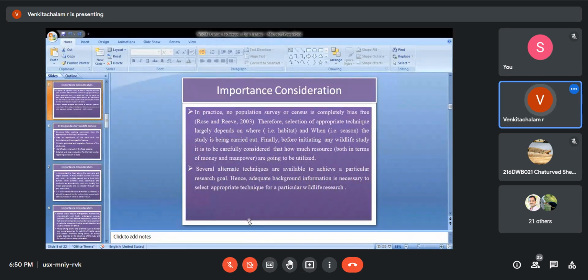And also, whenever we are visiting a particular area in the field, we have to do some sort of questionnaire survey with forest field workers and locals to get information about the particular species.